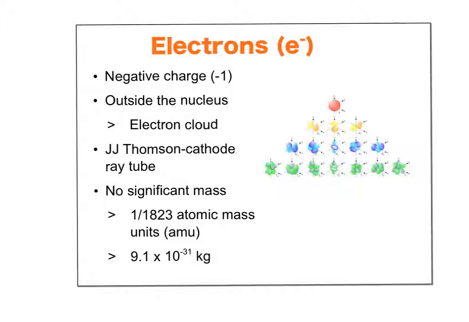Let's talk electrons first. Usually I'm lazy and I abbreviate electrons E with a little minus sign. The reason it has that little minus sign is because electrons have a -1 charge. They're located outside of the nucleus in the electron cloud. And just a little refresher, J.J. Thomson discovered the electrons with his cathode ray tube experiment.